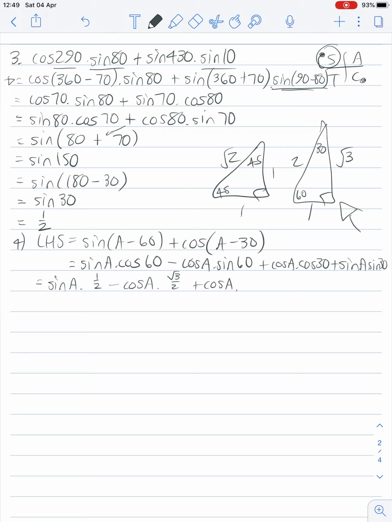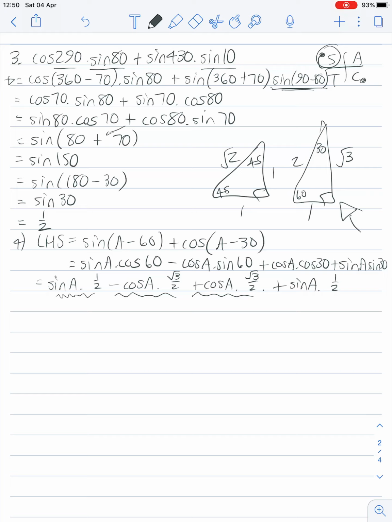Cos 30 here is root 3 over 2, and then plus sine A is just sine A, and sine 30 is a half. Cool. So as far as we can now, we're going to simplify stuff. Do you notice that that over there and that over there are like terms? The ones are negative, the ones are positive, so they're going to cancel out.